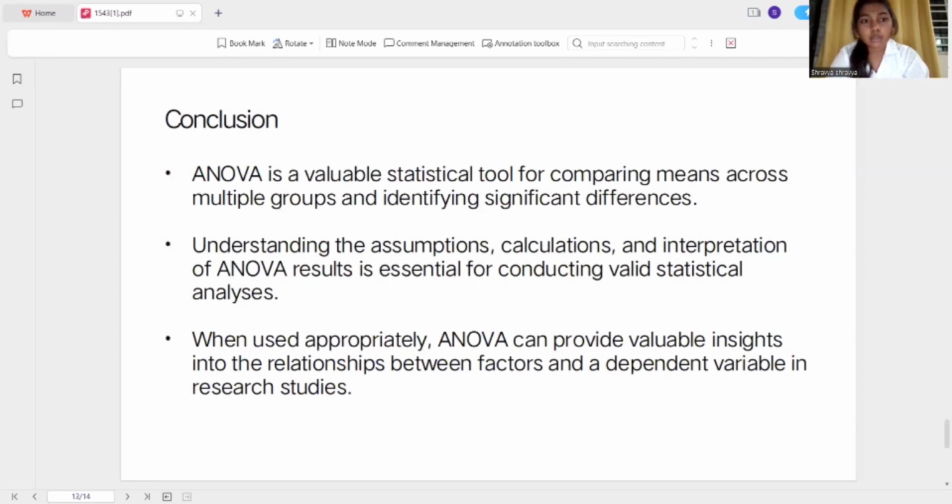And I'm going to conclude this topic. ANOVA is a valuable statistical tool for comparing means across multiple groups and identifying significant differences. Understanding the assumptions, calculations, and interpretations of ANOVA results is essential for conducting valid statistical analysis. When used appropriately, ANOVA can provide valuable insights into the relationships between factors and a dependent variable in research studies. Thank you.